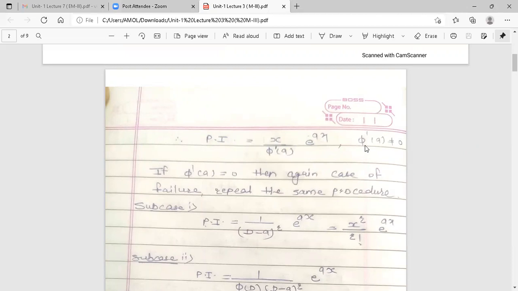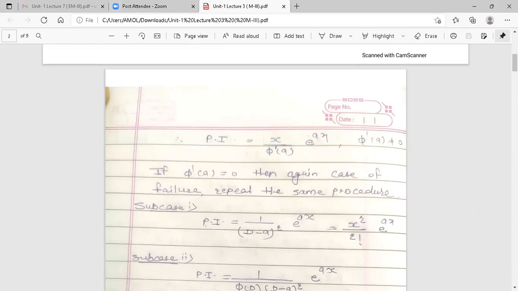Again, the condition is there, phi dash of a must be non-zero. If it is equal to 0, then again case of failure. If it is again the case of failure, then again you repeat the same procedure, means multiply in numerator by x, take the derivative of denominator. After finding the derivative, you replace the D by a. And again the same condition will be there, the denominator must be non-zero. So you repeat the same procedure.